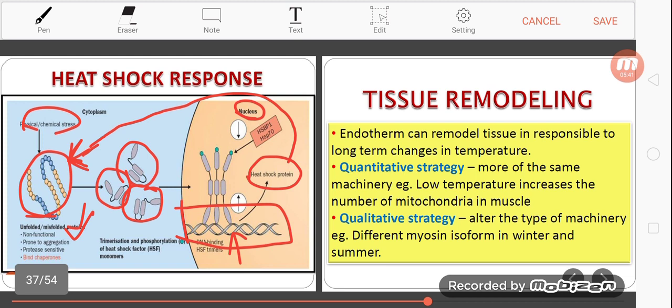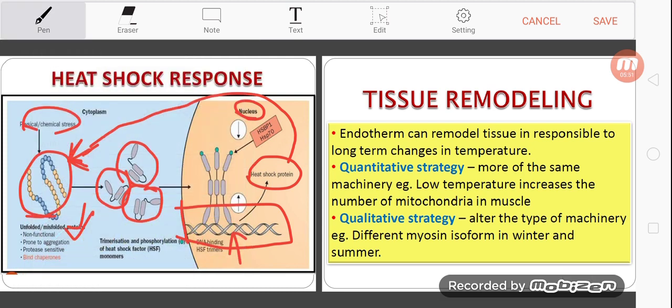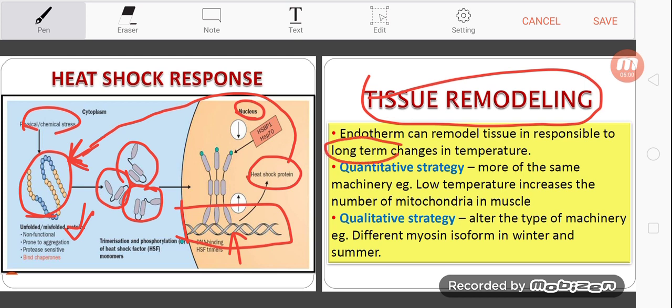So the membrane remodeling and also the heat shock response are tissue remodeling. Tissue remodeling is responsible for long-term changes in two ways. Quantitative, in terms of number: more of the same machinery. Low temperature increases the number of mitochondria. This one is the brown adipose tissue.